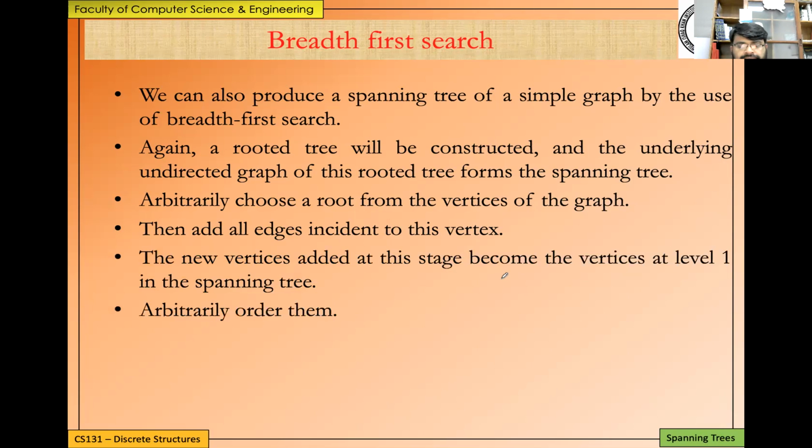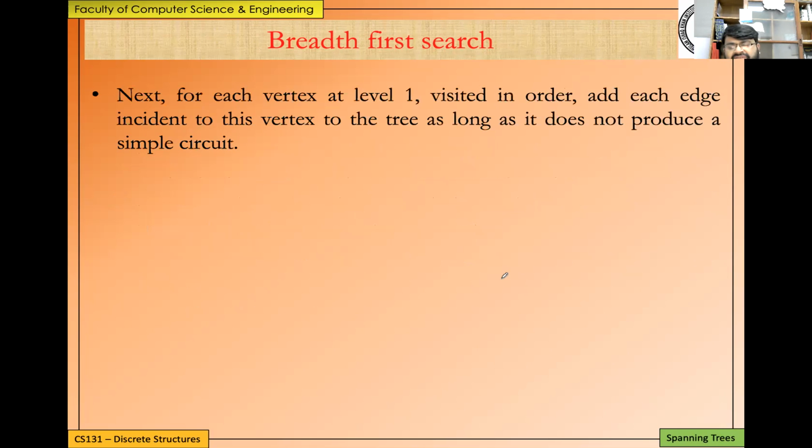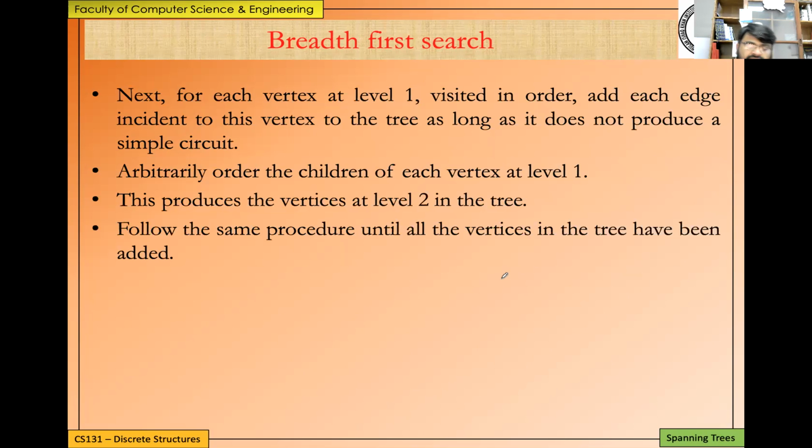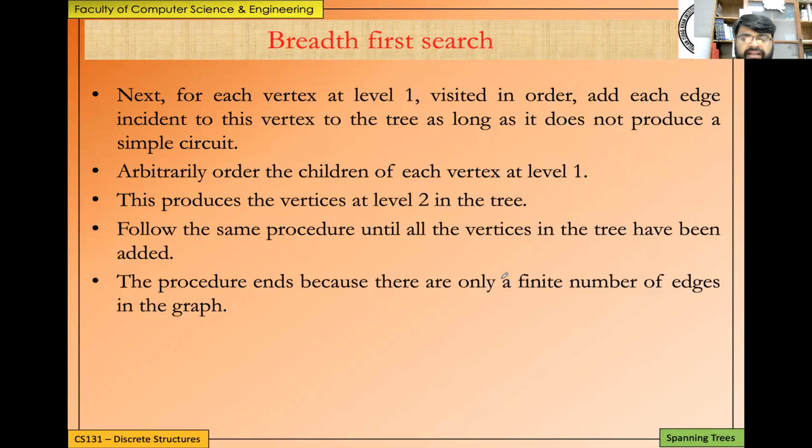Arbitrarily, we order them. Then next, for each vertex at level 1 visited in order, we add each edge incident to this vertex to the tree as long as it does not produce a simple circuit. So we do not want to produce a simple circuit, and as long as we're not adding an edge that is going to a previously visited node, we are going to be just fine. Then we arbitrarily order the children of each vertex at level 1. This produces the vertices at level 2 in the tree, and then we follow the same procedure until all the vertices in the tree have been added.